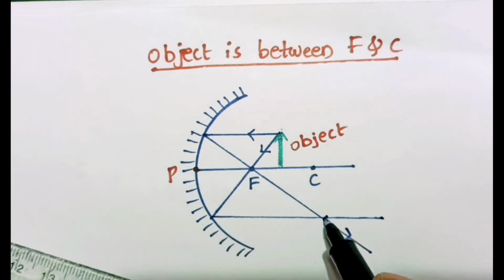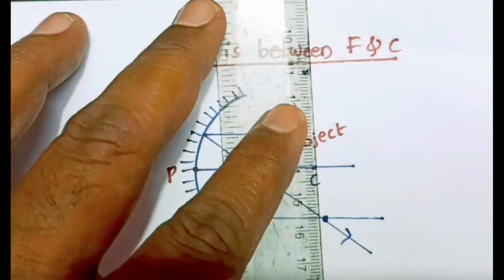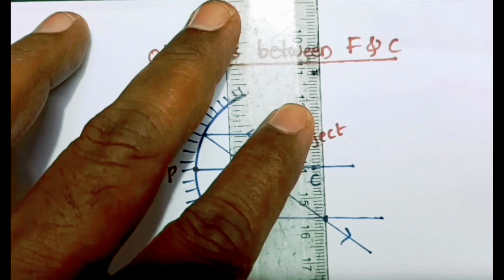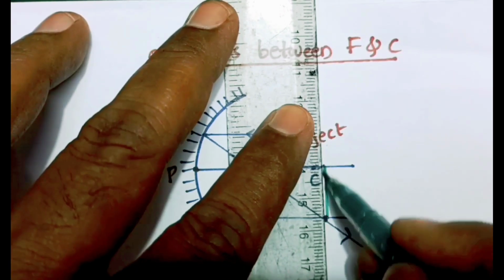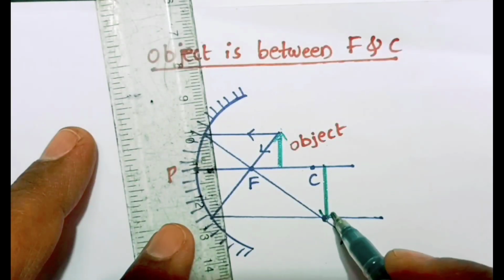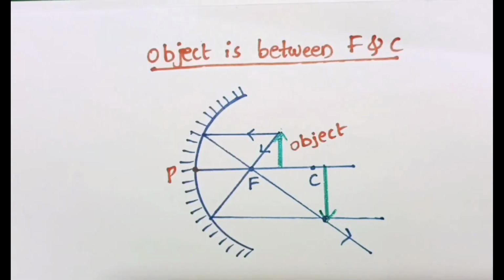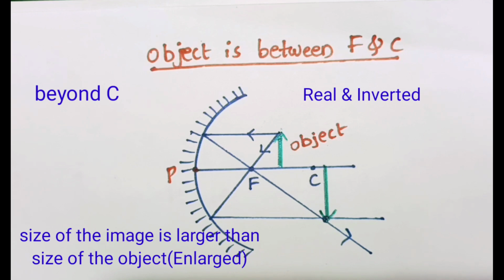These two reflected rays are converging rays and they intersect with each other behind C. So, we can conclude that when an object is between F and C, the image is formed behind C. Image is enlarged, real and inverted.